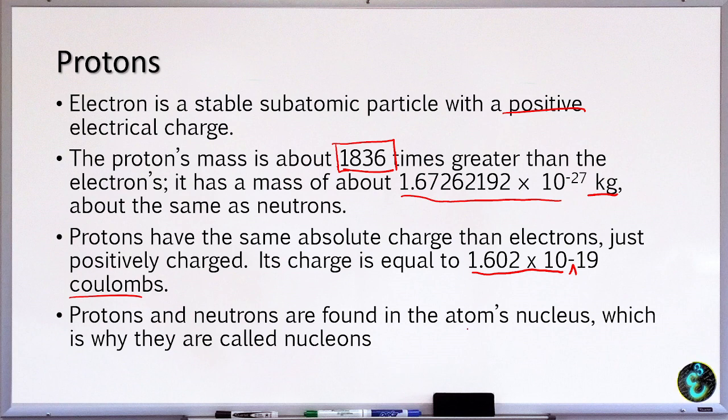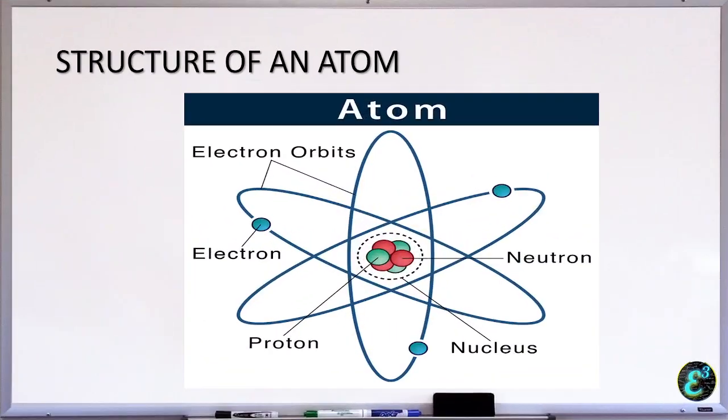Protons and neutrons are found in the atom's nucleus, which is why they are called nucleons. Itong neutron, ito yung no charge. It is a particle having no charge. So this is the structure of an atom. We have our electron orbiting around our nucleus, kung saan doon makikita yung ating proton, positive charge, and our neutron, walang charge. Ang tawag sa path o sa daan na tinatahak ng ating electron is the electron orbit.